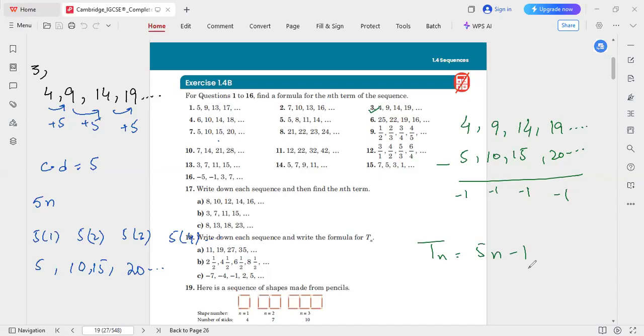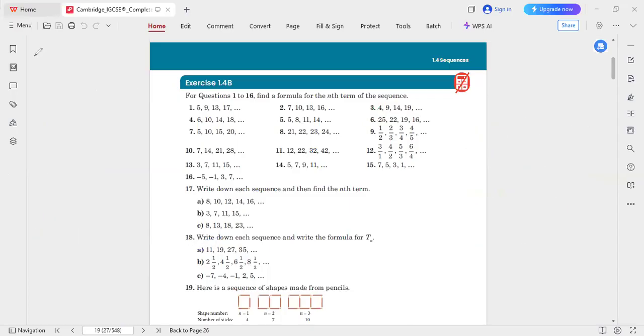Okay, so after this, randomly I'm picking some questions to show you how we are going to find the nth term of the sequence. Let's go on with the sixth one, as this is a decreasing sequence. So part number 6 is we have the sequence 25, 22, 19, 16, and so on.